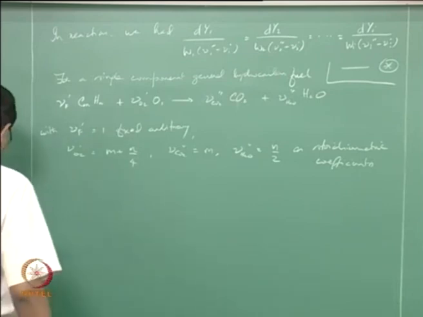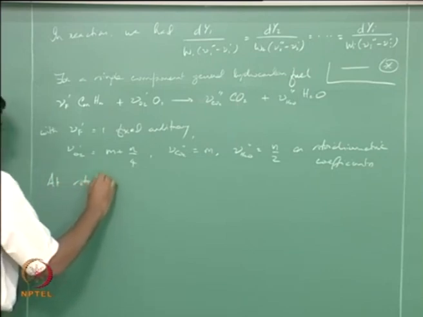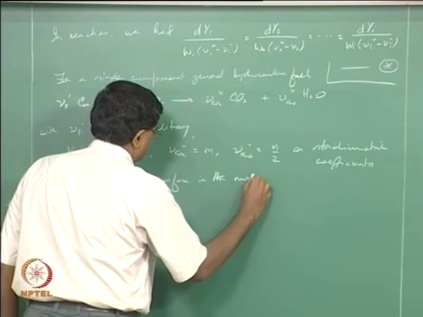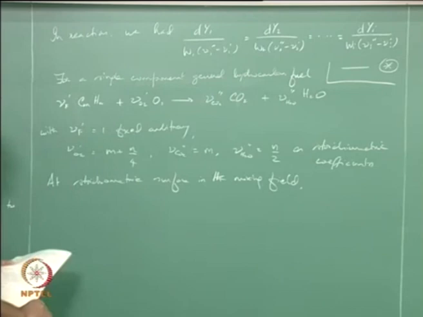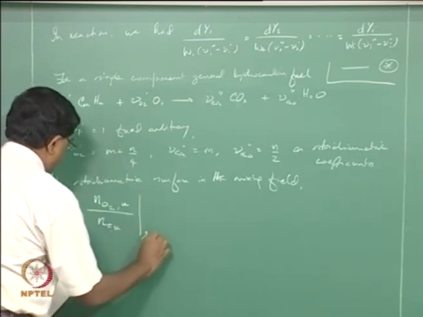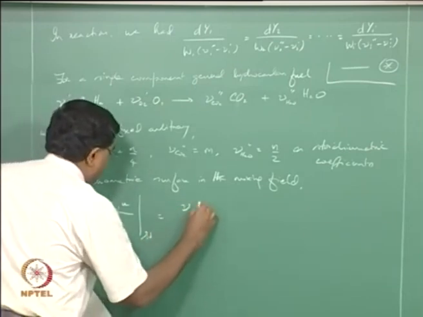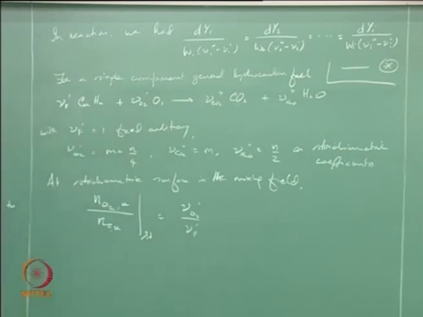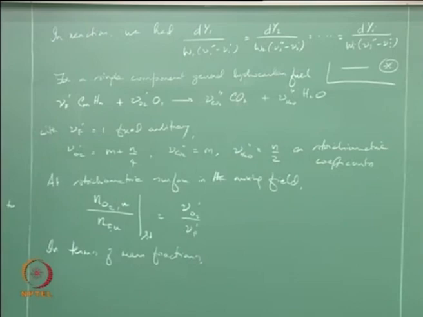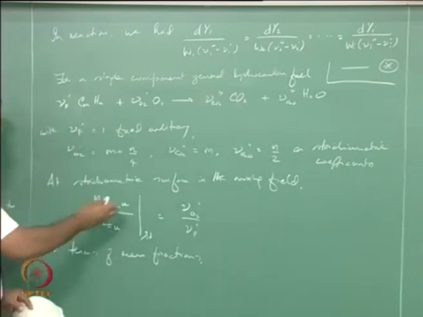Now, at the stoichiometric surface in the mixing field, we then have the number of moles of oxygen unburnt divided by the number of moles of fuel unburnt at stoichiometry equal to nu O2 single prime divided by nu F single prime, as given above. Well, above is in terms of moles, not mole fractions, I'm sorry. But of course you can divide by the total number of moles and get the mole fractions as well.